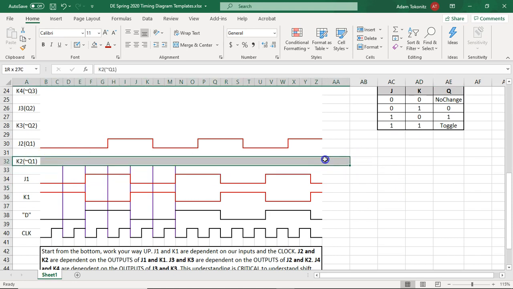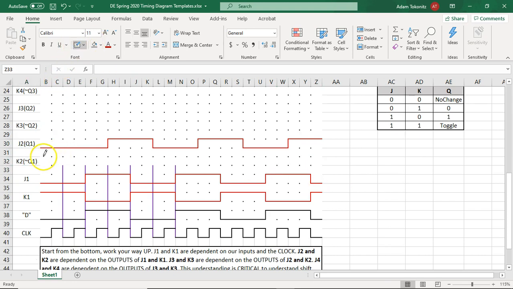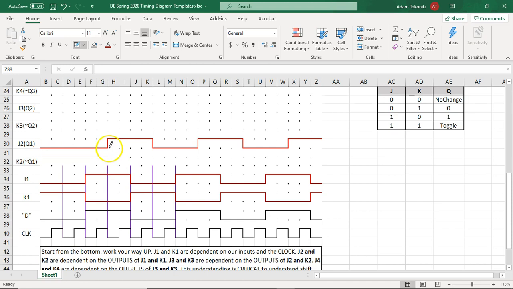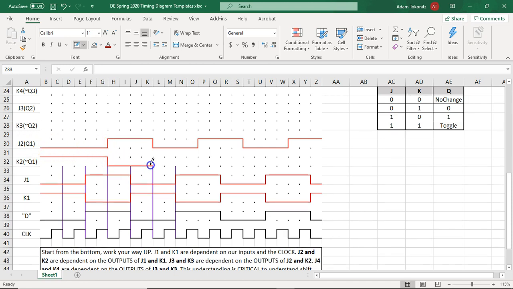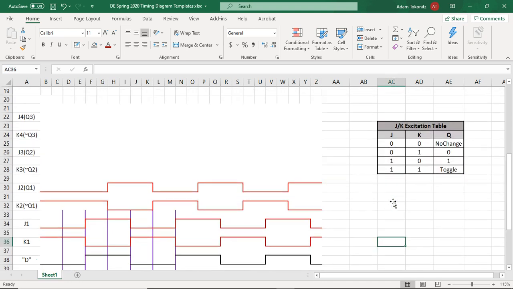Now, how do we figure out K2? Well, K2 is just the opposite of J2. So whatever J2 is, flip it. Anywhere that J2 is a 0, make K2 a 1. Anywhere that J2 is a 1, make K2 a 0. And you'll end up with the same exact pattern as down below with J1 and K1, except shifted over. Let's see how that affects J3 and K3.